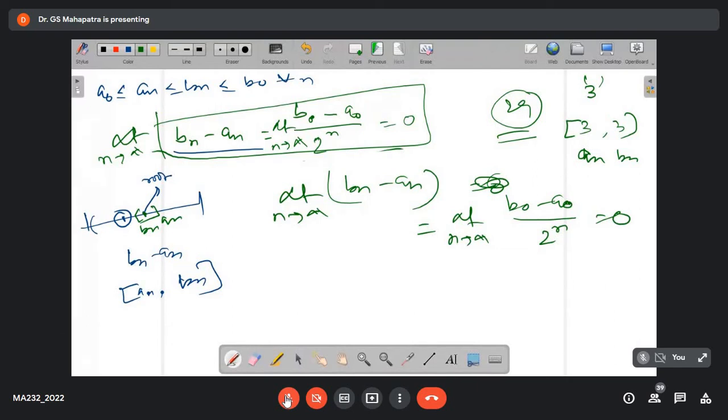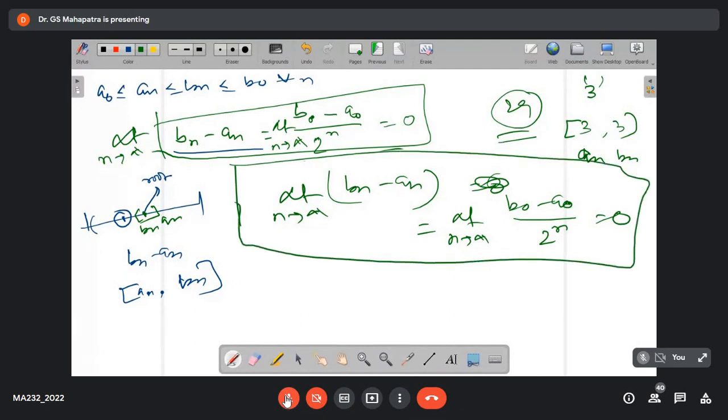Can you conclude, not in the limit sense, but in the bisection method sense? It's open to all. Anyone? Can you make any statement from this expression, or you can say this equation, regarding the bisection method? You try to say something. If it is not correct, also no problem.